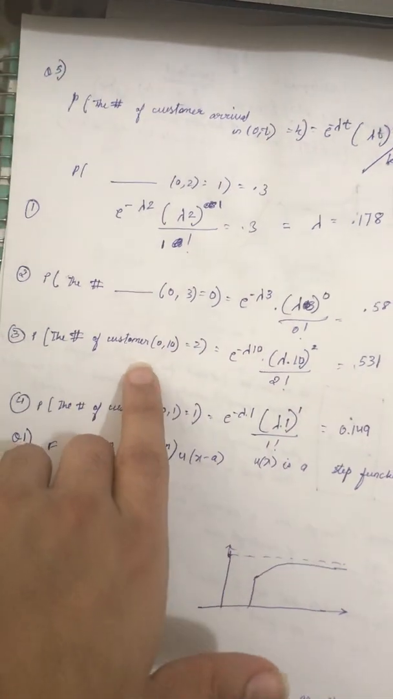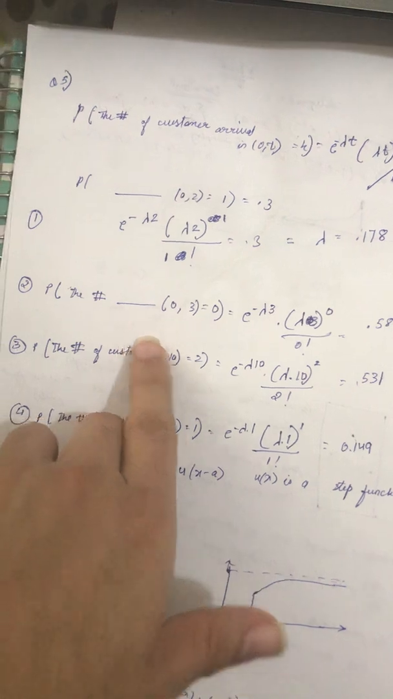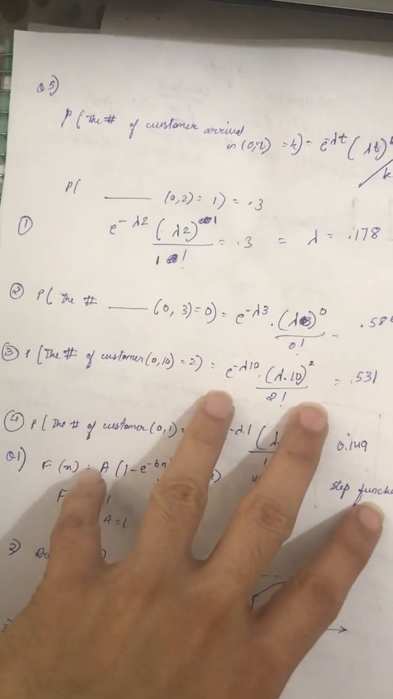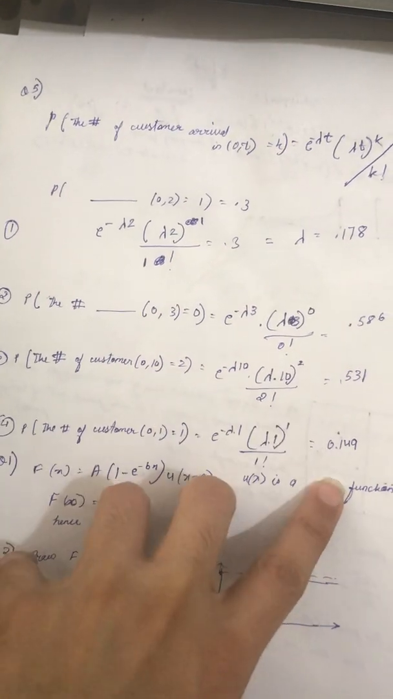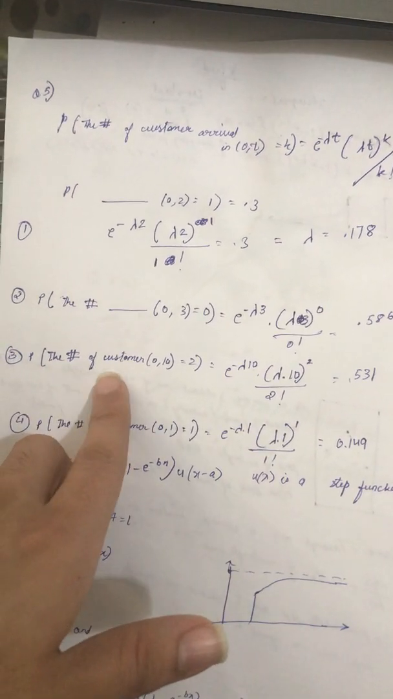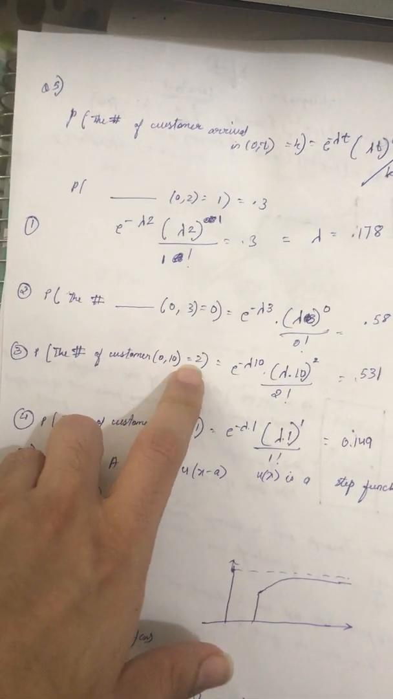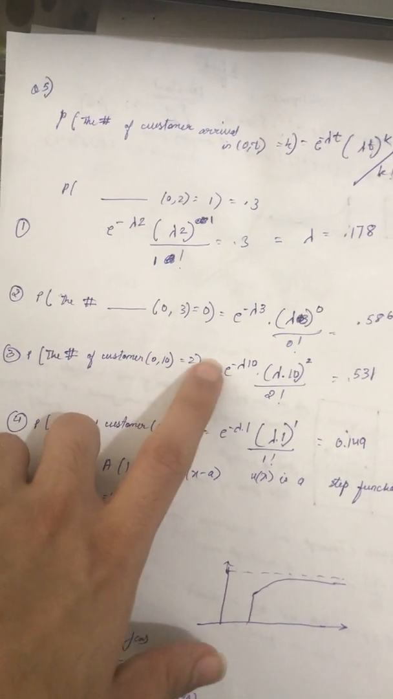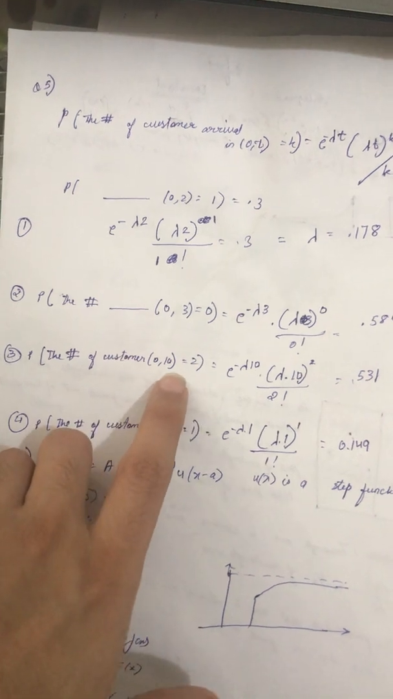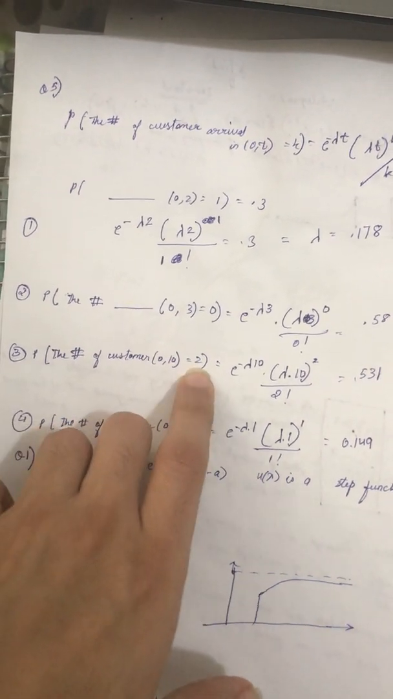Okay, now the third part of the fifth question. Find the probability that in 10 minutes at least 2 customers will arrive. So find the probability that the number of customers arriving in time 0 to 10 is equal to 2. Here it states that in time 0 to 10, 2 customers will arrive.